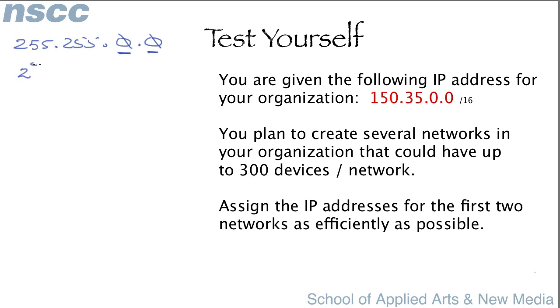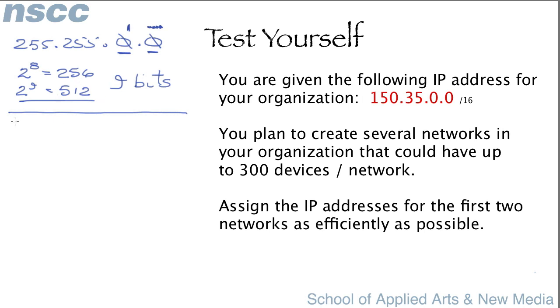Well, remember that 2 to the 8, if I have 8 bits, I get 256 addresses. That's not enough for what I want. 2 to the 9 is going to be double that, or 512. So I need 9 bits, 9 host bits. So I need all the host bits here, because my host bits start from the right-hand side, and I need 1 of the bits in this octet to be used for hosts, and the rest can be used for addresses.